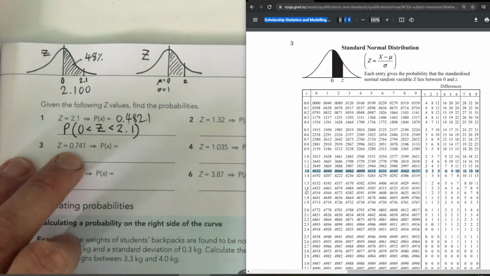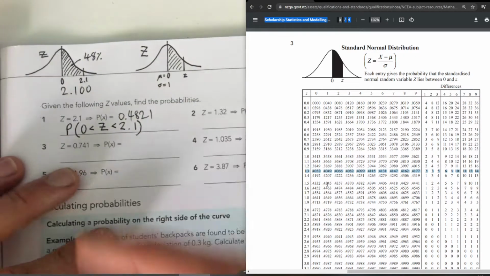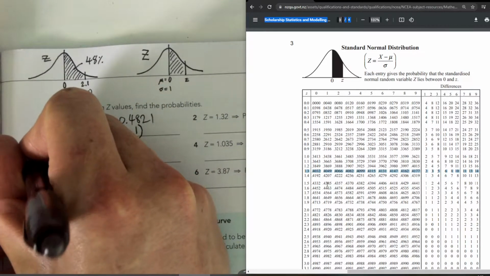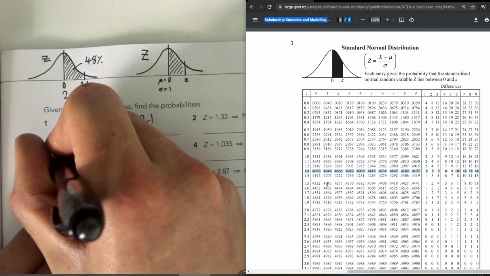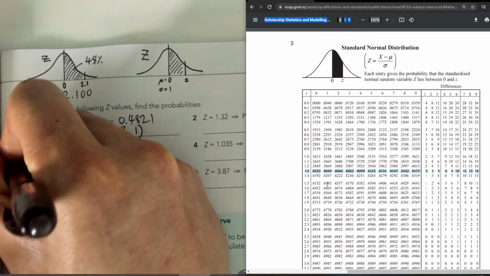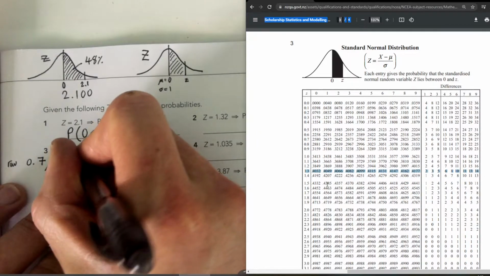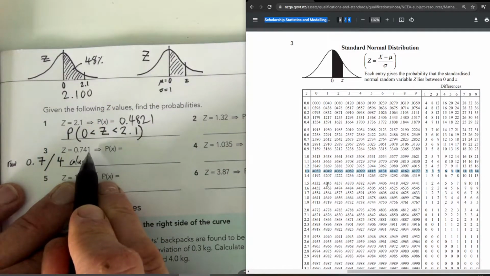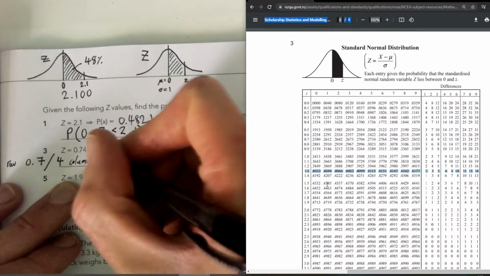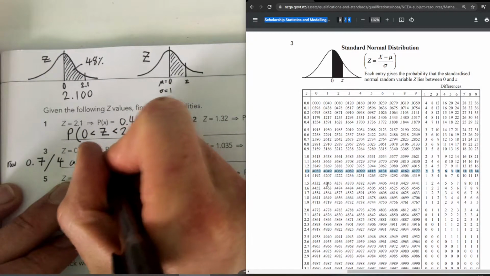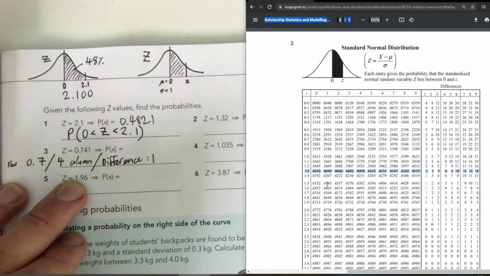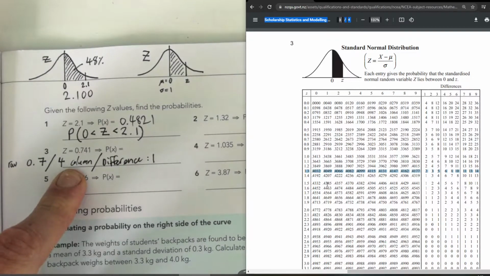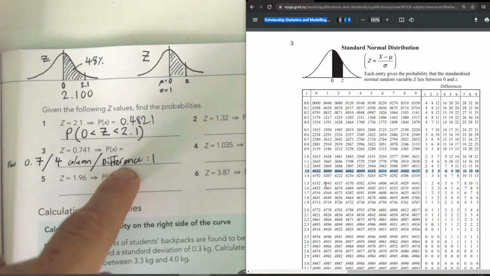So what we're going to do is we're doing 0.741. So what that means is we're going to go down to the 0.7. All right, we're going to check the 4. So we're going to go row 0.7, and 4 is going to be the column that we do. But the thing is, what about this 1? Well, with this 1, we actually have to go over to the differences thing. So difference is going to be 1. Right? So we're going to go to row 7, 4 is the column, and we're going to have to go to the differences column. Okay, so let's do it.